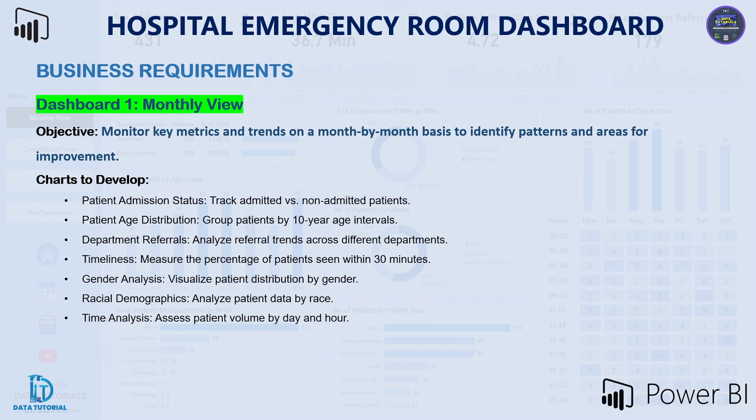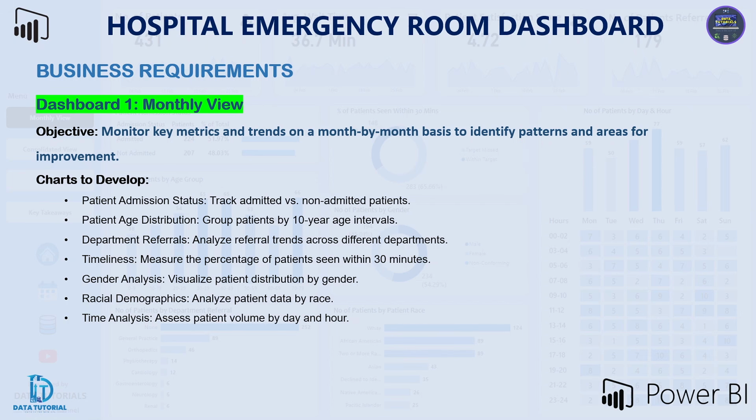All right. So now let's move ahead. So based on our first requirement of the first dashboard, the KPIs will be the same on all the dashboards, or it will be for the first two dashboards, I can say. But we will see what we are going to design on the first dashboard, and it is nothing but the monthly view, right? So on the first dashboard we are going to find out the monthly view, where we will monitor the key metrics and trend on a month by month basis to identify the patterns and areas for improvement, right? So the monthly view we are going to find out.